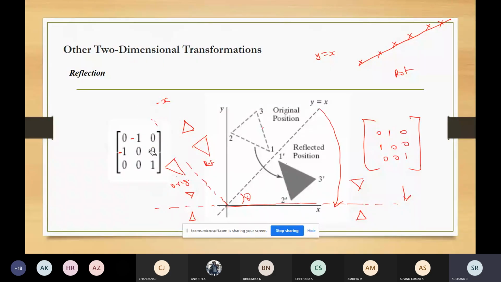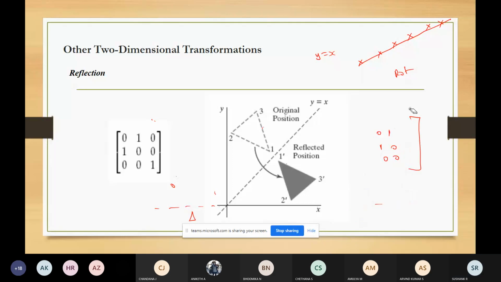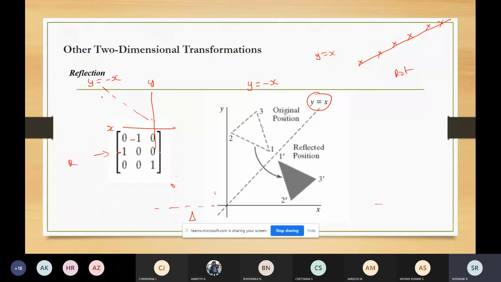I'll just tell the steps for that. You can try that. This reflection is along the line y is equal to x. If you want to get the reflection along the line y is equal to minus x, it will be like this. For that, the matrix is given by minus 1. This is the reflection matrix which will give you this position.